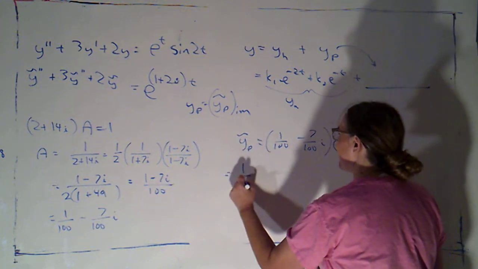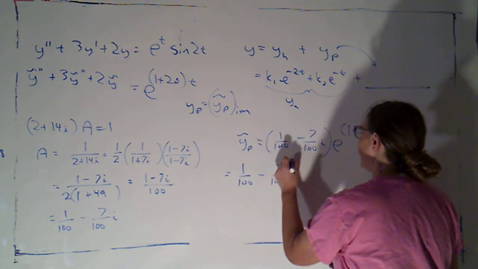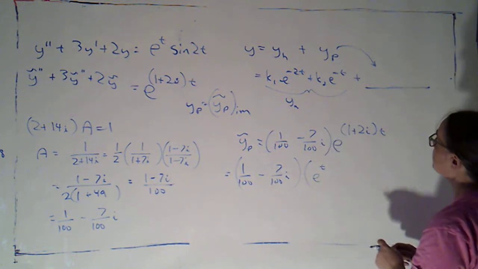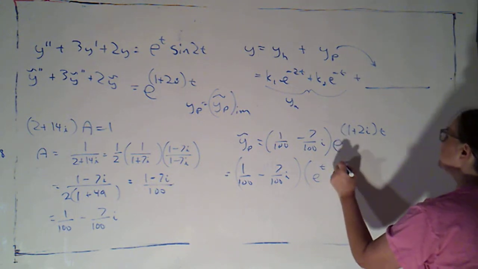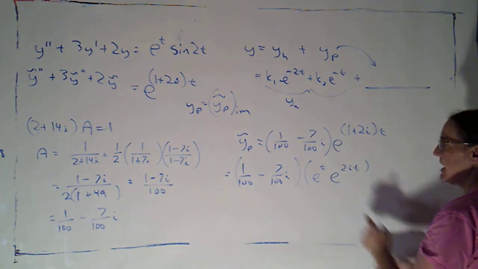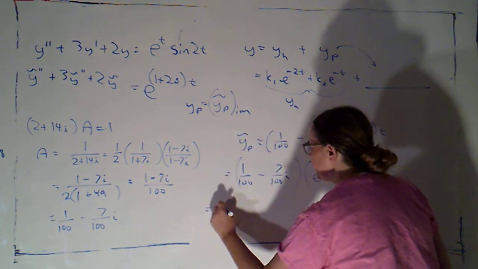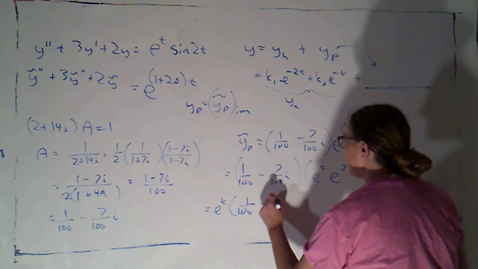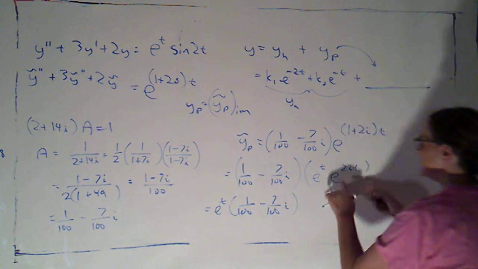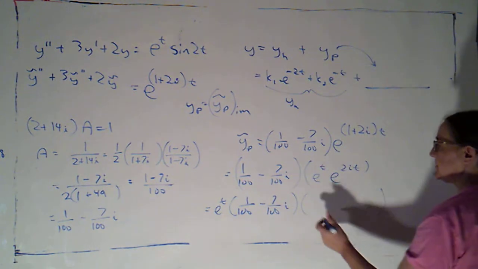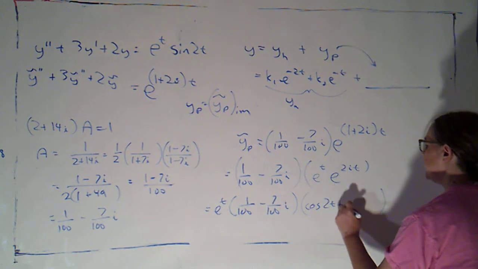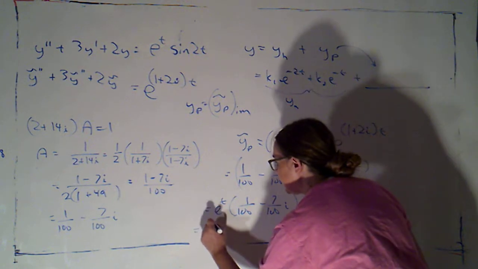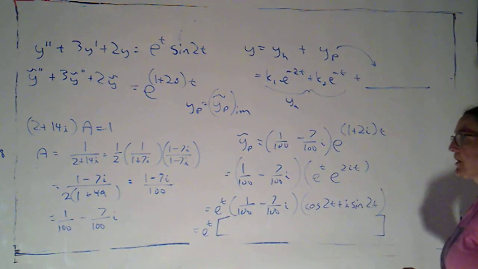So that is 1 over 100 minus 7 over 100i times e to the t times e to the 2it. I'm just going to bump that e to the t in front. It's just going to kind of hang out for a little while. And then times 1 over 100 minus 7 over 100i times this, I'm going to apply Euler's formula to. So that's going to be cosine of 2t plus i times sine of 2t. So we're going to get e to the t times, we're going to FOIL this out.